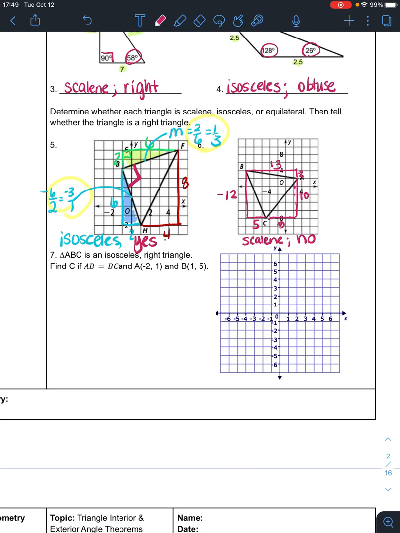Lastly, we have number 7, ABC is an isosceles right triangle. So find C if AB is equal to BC, and A is at -2, 1. There's A. And B is at 1, 5. So it says that AB and BC are at a right angle. So if we connect A to B, and it says it's an isosceles right triangle, and AB is congruent to BC, so we need C to be over here somewhere because we want AB and BC to be congruent.